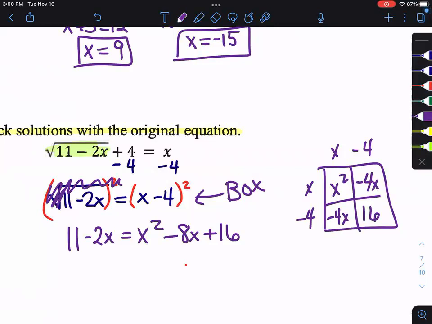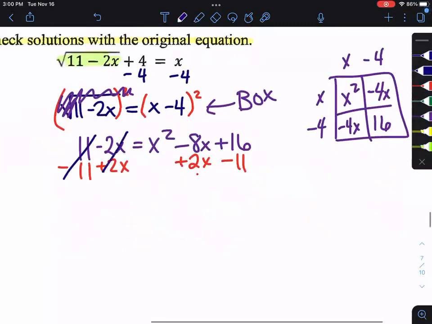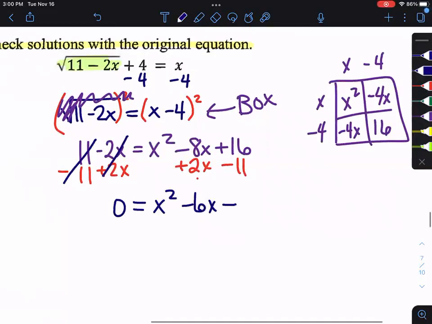When I look at this now, I have a quadratic. Since it's a quadratic, I want to move everything to one side. It's easiest to just move the 2 terms from the left to the right. So subtract 11 and add 2x. These are both going to cancel. So 0 equals x squared minus 6x plus 5.